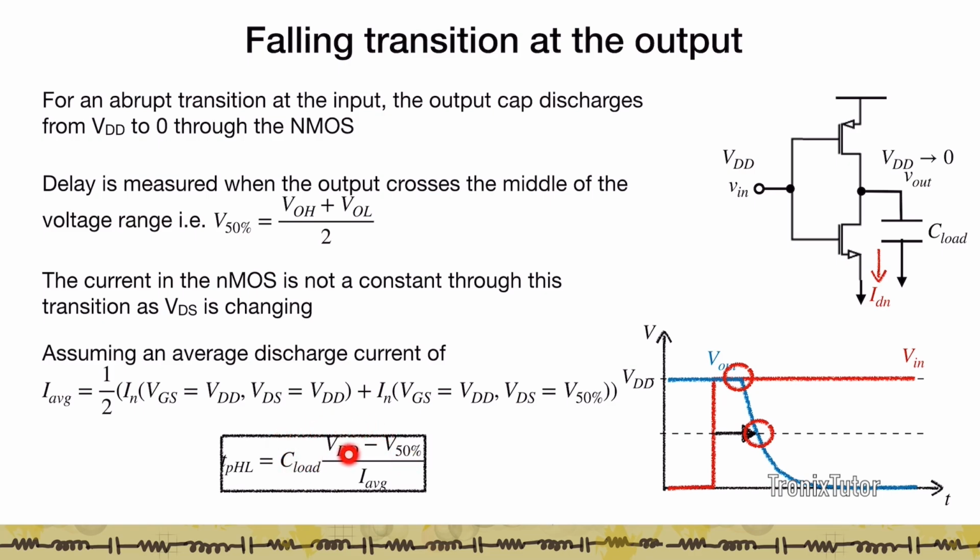So this is the net charge that I need to discharge from the capacitor, C times V. And this net charge is being discharged with a constant current source of I average. So the delay is just given by charge by current. So this is a very simple but straightforward method of modeling the delay in the NMOS transistor and the CMOS.